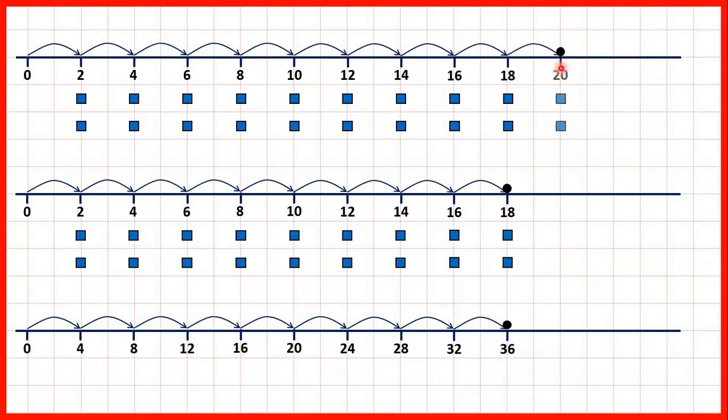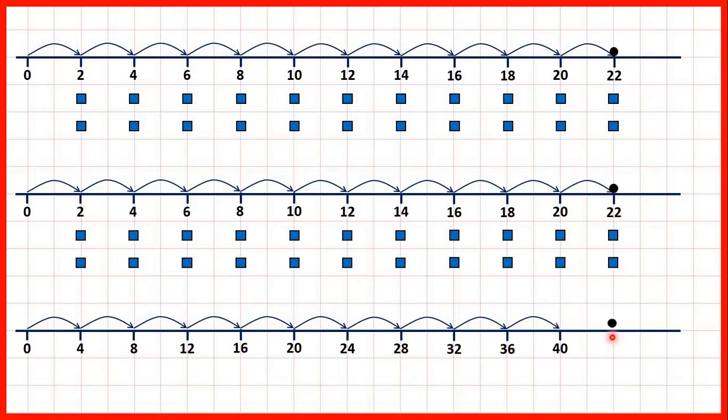10 times 2 is 20, but if we double 20, we get 40, and that's why 10 times 4 is 40. Then 11 times 2 is 22, and 11 times 4 is 44, and 12 times 2 is 24, and if we double 24, we get 48, so that's 12 times 4.